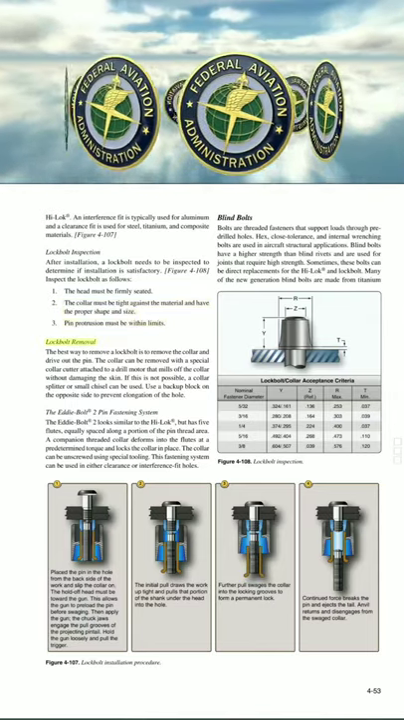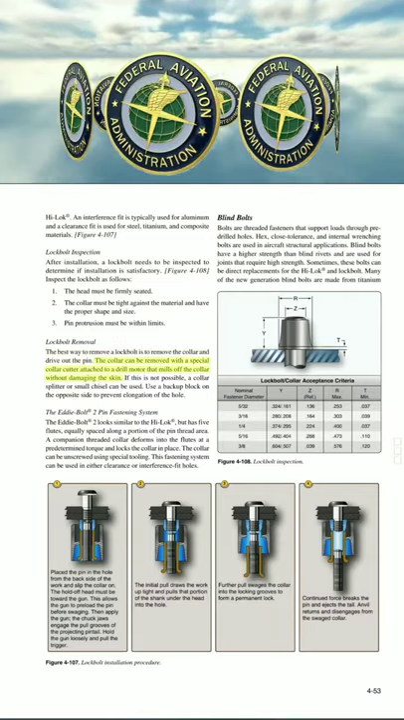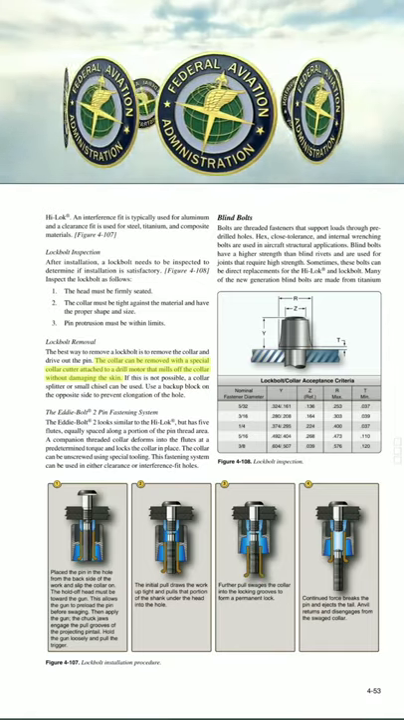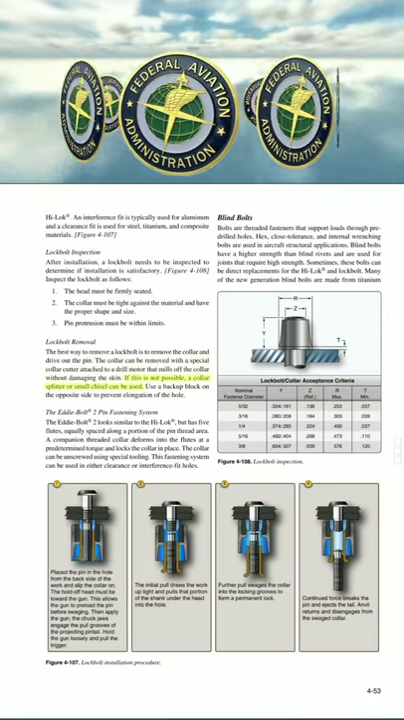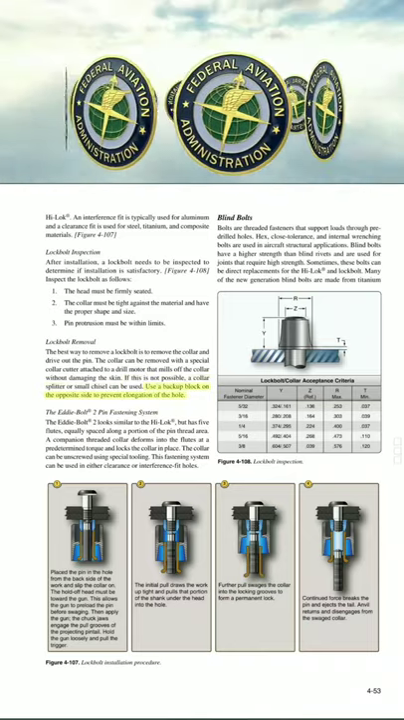Lock bolt removal. The best way to remove a lock bolt is to remove the collar and drive out the pin. The collar can be removed with a special collar cutter attached to a drill motor that mills off the collar without damaging the skin. If this is not possible, a collar splitter or small chisel can be used. Use a backup block on the opposite side to prevent elongation of the hole.